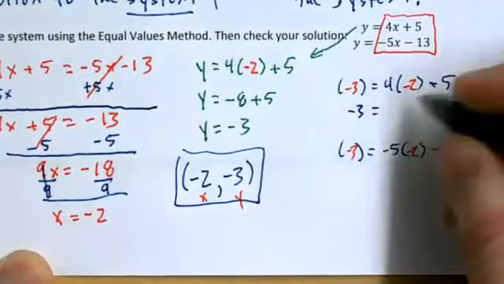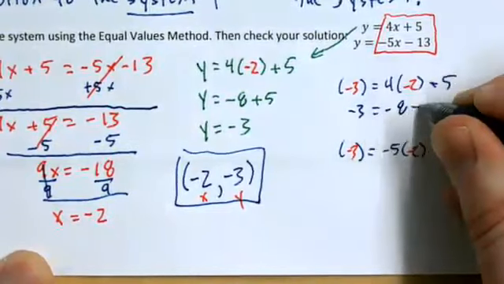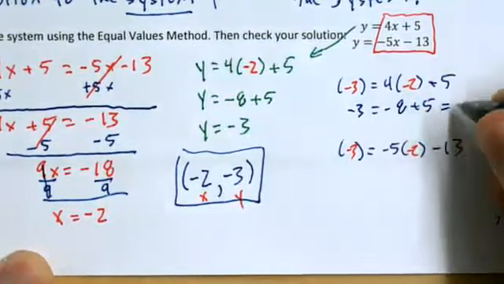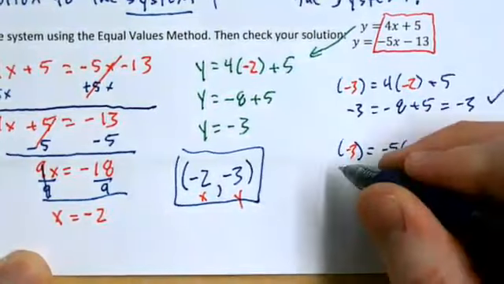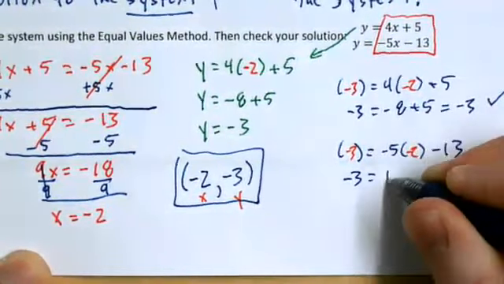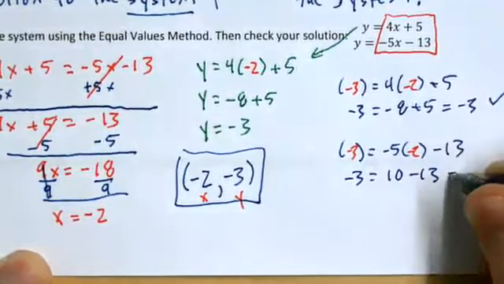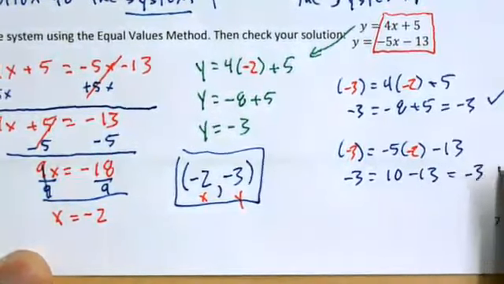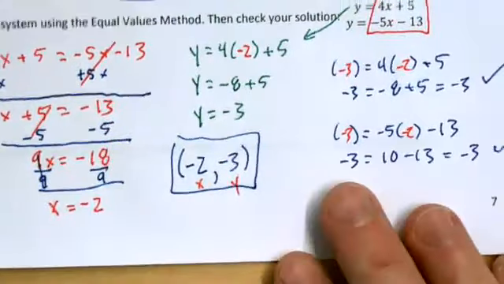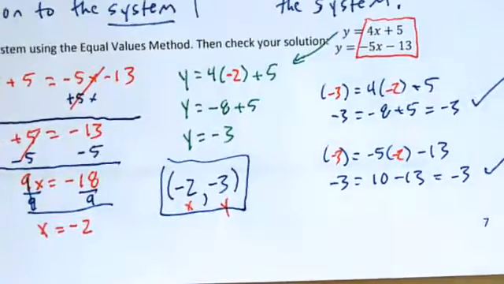-3 equals -8 plus 5. -8 plus 5 is -3. That checks. It's going to be +10 minus 13. And that's -3 also. That checks. Okay. And it's that quick. That was probably 20 or 30 seconds tops. So once you've practiced checking, it's going to be really quick for you to do.